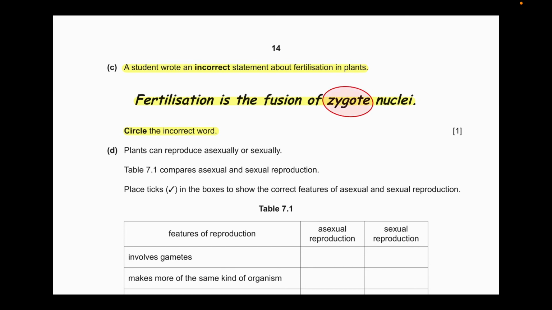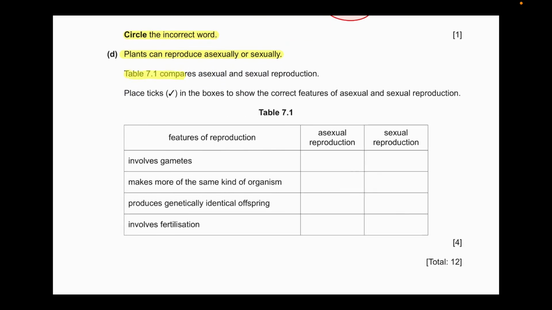So moving on. Plants can reproduce asexually or sexually. Table 7.1 compares asexual and sexual reproduction. Place ticks in boxes to show the correct features of asexual and sexual reproduction. Involves gametes: sexual reproduction. Makes more of the same kind of organism: asexual reproduction. Produces genetically identical offspring: asexual reproduction. Involves fertilization: sexual reproduction.